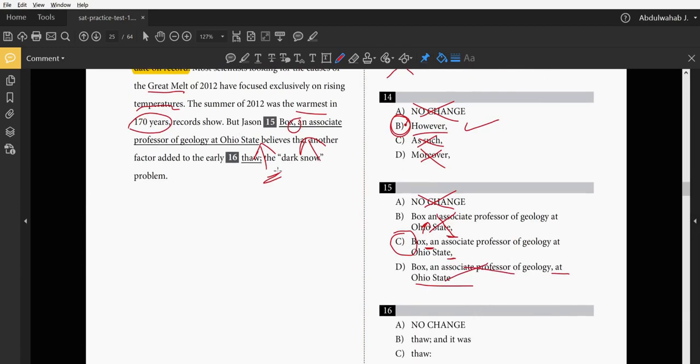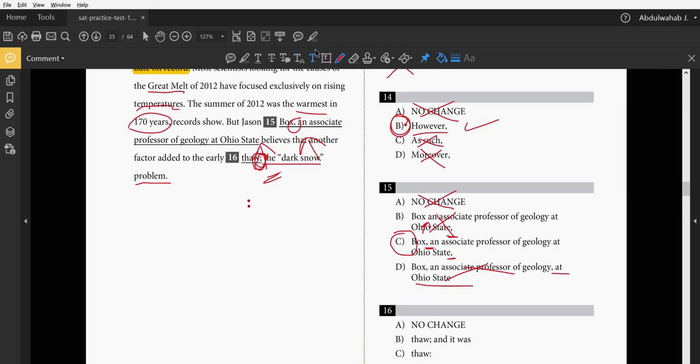Now, 16, he believes that another factor added to the early thaw, which is the dark snow problem. Now, when you have a phrase that explains something mentioned before it, or when you want to give an example of what you're speaking about, a semicolon is not exactly the right way of doing this. We have the semicolon right here. What you should be using is a colon. So here's an example.